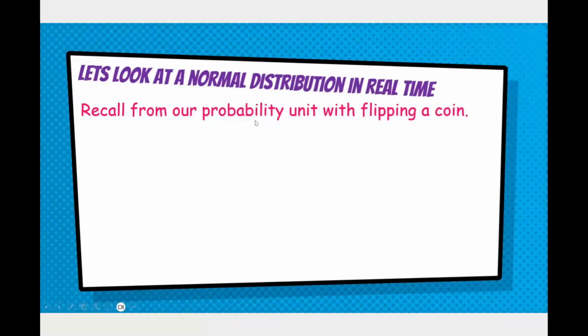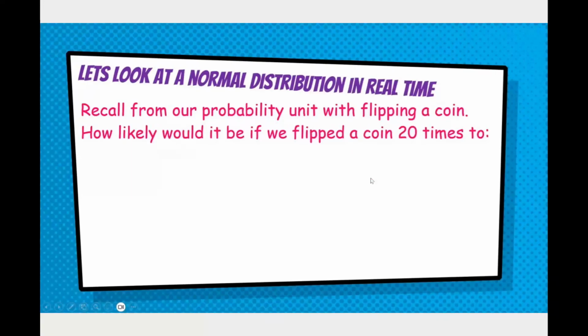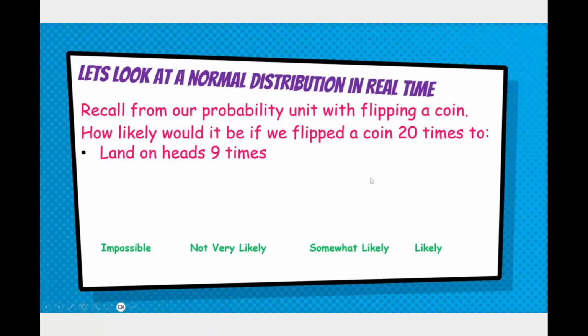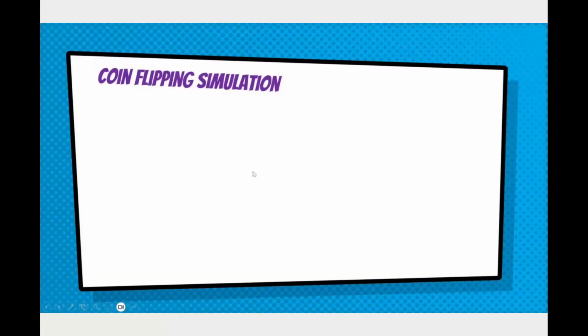Recall from our probability unit with flipping a coin, how likely would it be if we flipped a coin 20 times to land on heads 9 times? We're going to use these: impossible, not very likely, somewhat likely, and likely. Well, it should be pretty likely because half of 20 is 10, so that's pretty close. So I'd say that's likely. Landing on heads 10 times is likely. I would say 14 times is between likely and somewhat likely. 3 times is probably not very likely. None of these will be impossible.